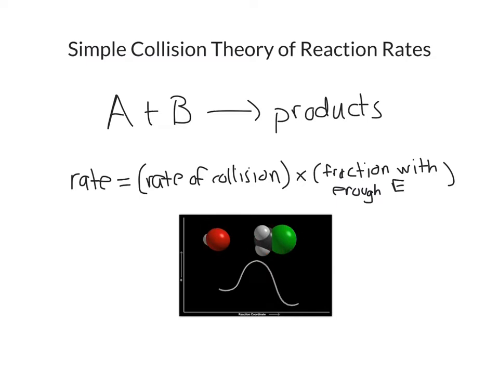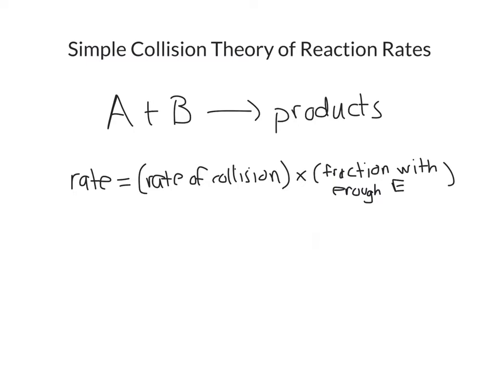So if we look at this reaction, we can see that the oxygen has to come in and make a bond to the carbon, and the chlorine has to leave. And that will only occur when we have the right orientation of the reactants. And so we're also going to have to multiply by the fraction of collisions that have the right orientation to react.